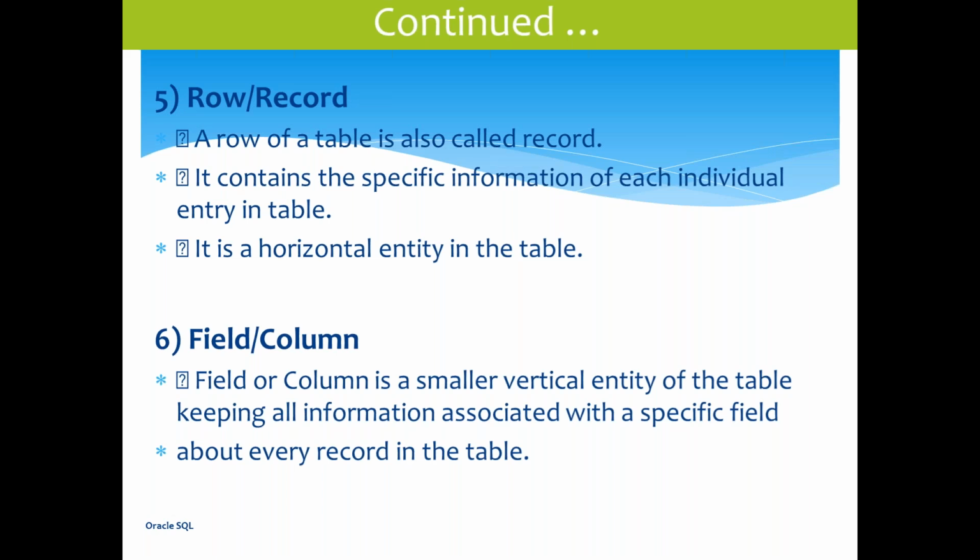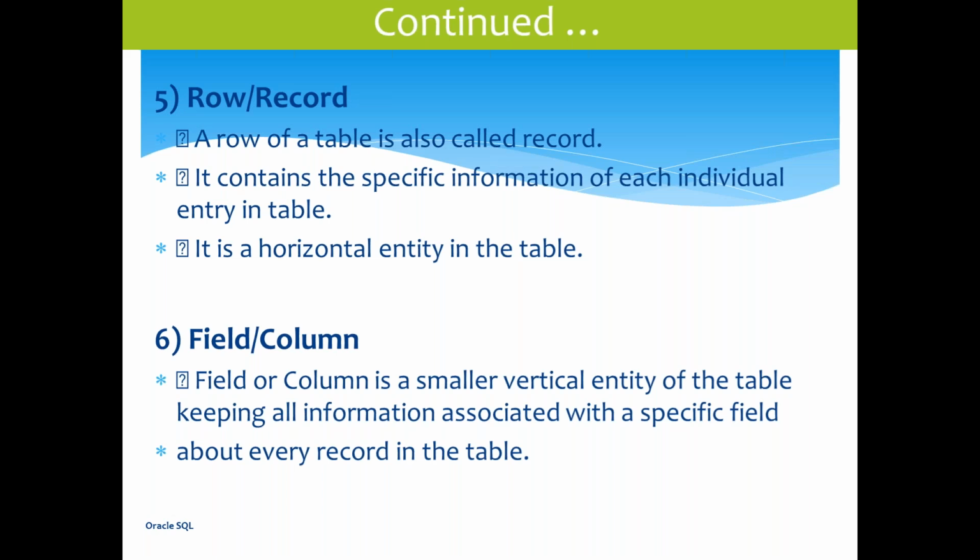Next is row or record. You can take an Excel sheet as an example. Some rows are there, some columns are there. So what will be mentioned in a row, and what will be mentioned in a field or column? A row is also called a record, and a field is also called a column. A row of a table is called a record. It contains the specific information of each individual entry in the table. So it is a horizontal entry. One is horizontal, parallel, that is a row or record. Another is vertical. Vertical means field or column.